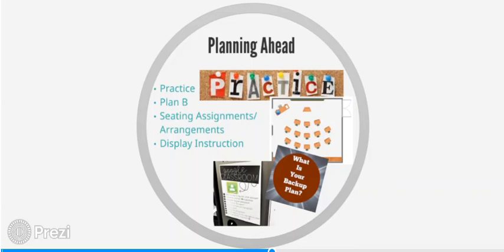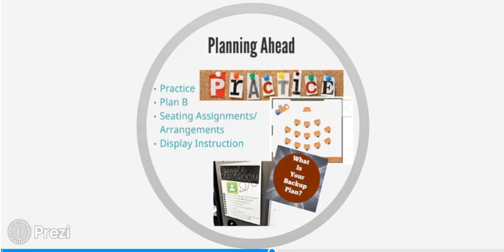Another thing would be seating assignments or arrangements. You want to assign students in a way that helps with the technology integration. You might want to do it by ability grouping or heterogeneously. I would say technology ability heterogeneously, so that the higher technology ability students are paired with students who may need a little bit more help with technology.